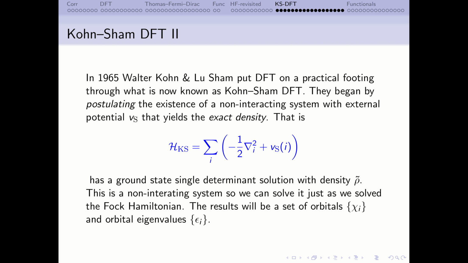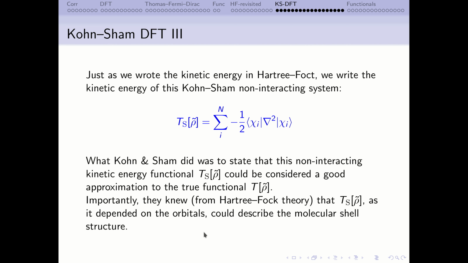Brilliant. Okay? So what's the use of that? Well, when you solve this, it is like a Fock equation, but these are going to be the Kohn-Sham equations. You will end up with a set of orbitals and orbital energies. These will be our Kohn-Sham orbitals and orbital energies.